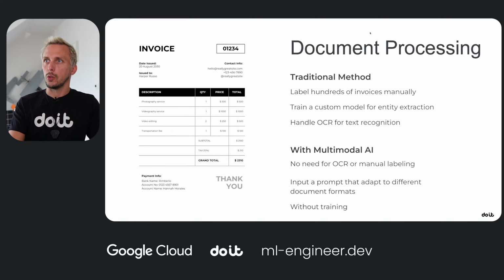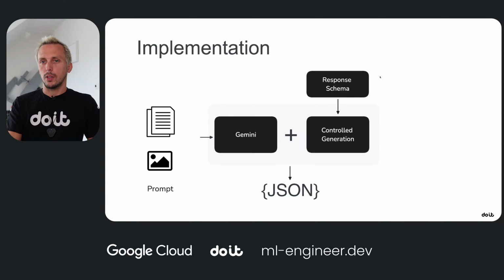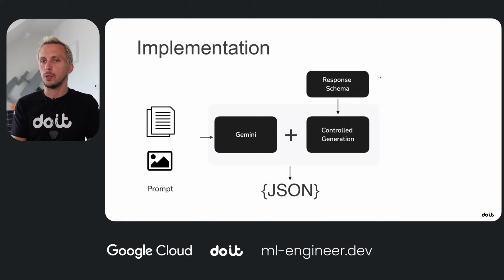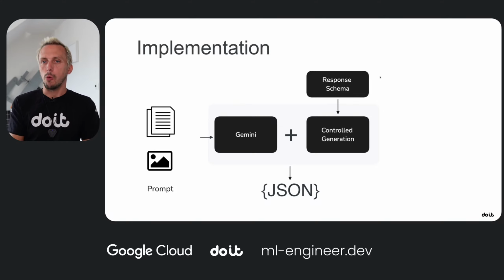Let me first show you the overall architecture, so you better understand what we actually implement. So this is what we have. We have our Gemini model in the center. On the left side, we have a document. The document could be a PDF, but it could also be an image, like a scanned document, or someone sends you a document via PDF. We combine it together with a prompt and send it to the Gemini model.